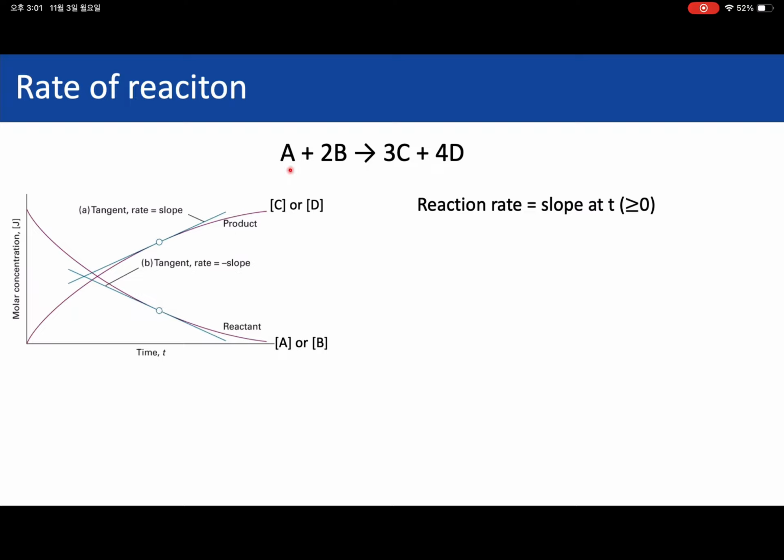So basically, if we know how fast reactant A or B is decreasing, that can define the speed of this overall chemical reaction, because the rate of decrease of the reactant is the same as the rate of increase of the product. So the slope of the product and the reactant will give us information about this chemical reaction, and those slopes should be the same.